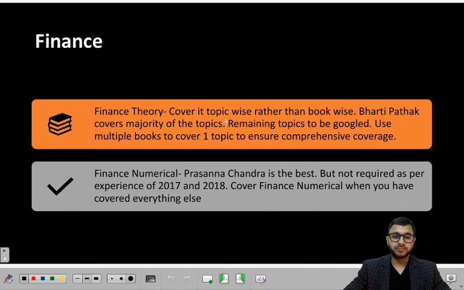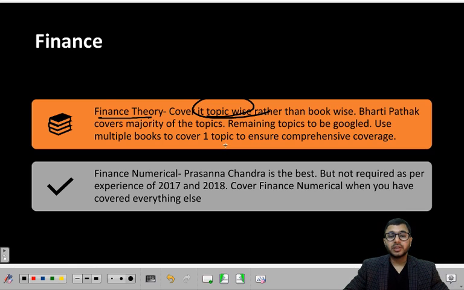Let's come to finance, phase two. Important thing that you have to keep in mind for finance is to cover it topic wise rather than book wise. Now there is a problem here because we as Indians are used to covering things book wise. We just pick up one book and we think that by covering that book we are covering everything that is required to be read in that area. But that is not true. You have to cover everything topic wise. Whether you have 10 books, whether you have 20 books does not matter. Go for topic wise coverage.